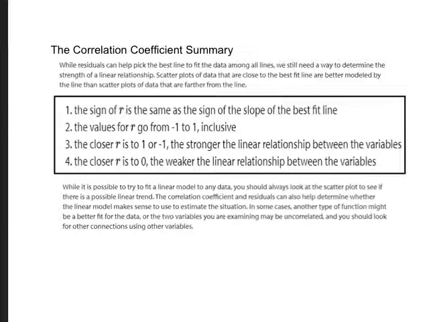So, the summary shows that the sign of R, which is the correlation coefficient, is the same as the sign of the slope of the best fit line. The values for R go from -1 to 1, inclusive of those endpoints -1 and 1. The closer R is to 1 or -1, the stronger the linear relationship between the variables. And the closer R is to 0, the weaker the linear relationship between the variables.